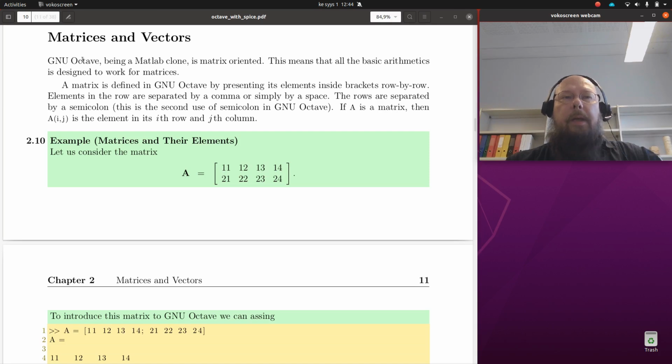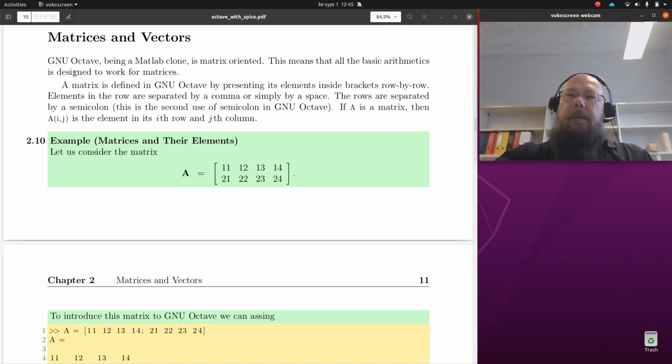So GNU Octave is a MATLAB clone, and MATLAB of course comes from "matrix laboratory". So "mat" doesn't mean mathematics there but matrix. And what does this mean? It means that all the basic arithmetic is designed to work for matrices. So everything is a matrix. That's the thing to learn from this.